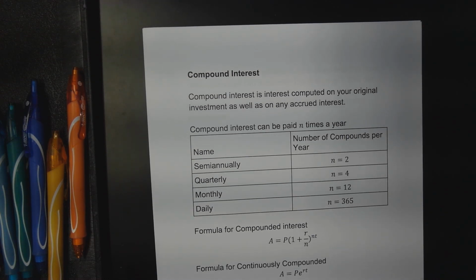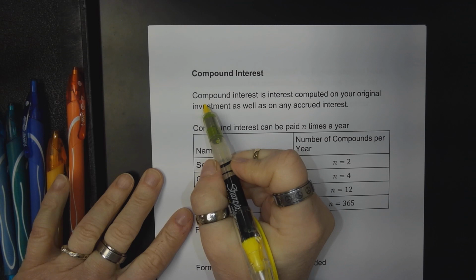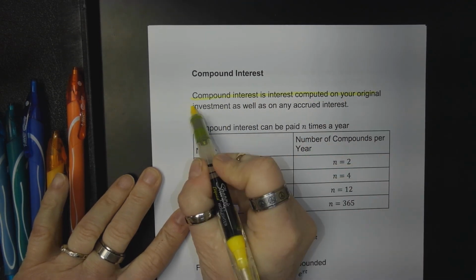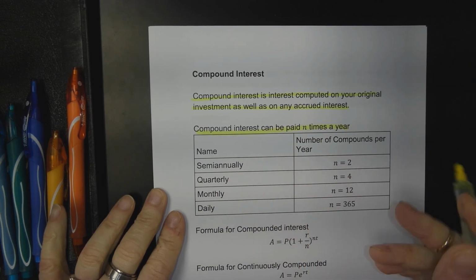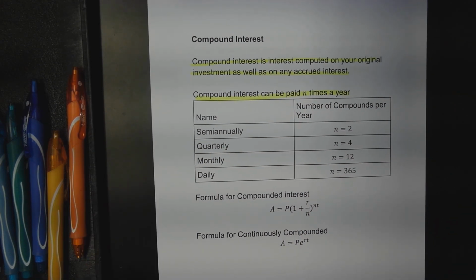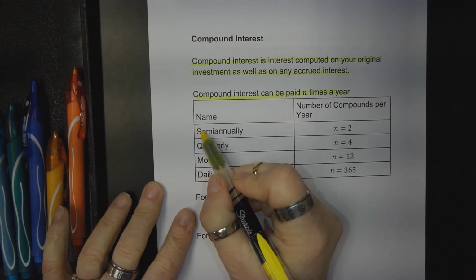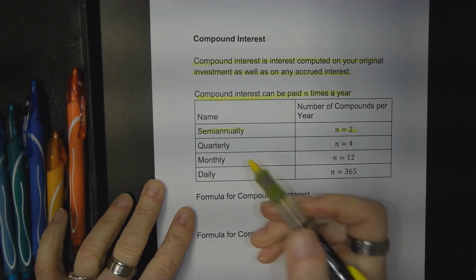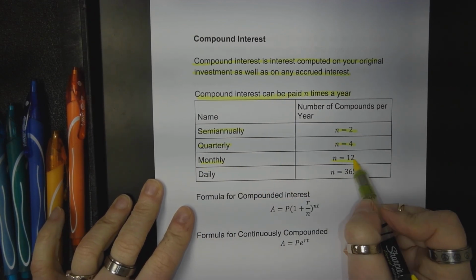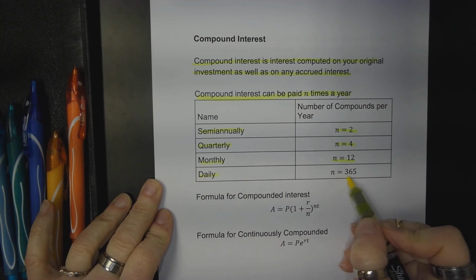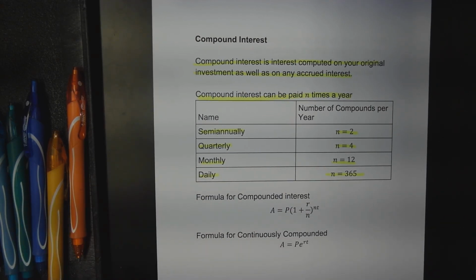To compound interest. Compound interest is the interest on your original investment as well as any accrued interest, okay? Compound interest can be paid n times a year. So n is the number of compounds per year. When semi-annually, your n equals 2. Quarterly, your n equals 4. Monthly, your n equals 12. Daily, your n equals 365.